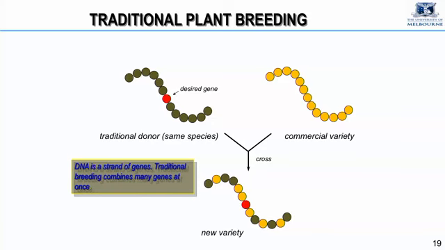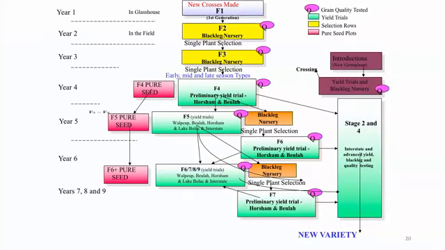So what it turns out to be, I'm sorry for this complicated diagram, but it does give you a bit of an idea about how this would occur. And just look at the years down the side. It takes 10 to 15 years to introduce a gene into a crop variety to come back into a finished product. So it's a slow process.